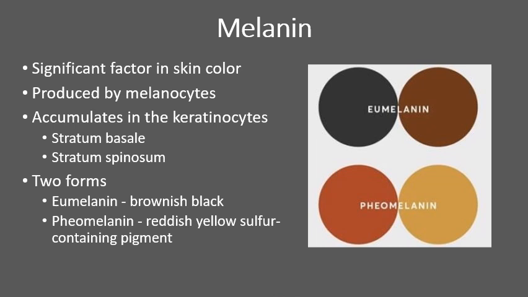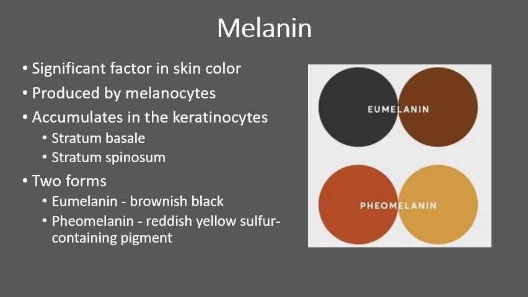Next, we're going to talk about melanin. Melanin plays a significant role in your skin color. Melanin is a substance that is produced by melanocytes. So remember, in the very first image, roughly in the center of that image, we had a melanocyte. The melanin accumulates in keratinocytes, so the stratum basale and the stratum spinosum.